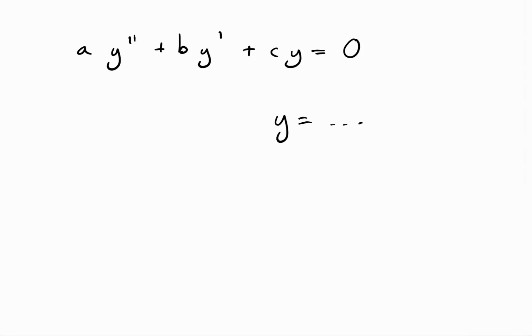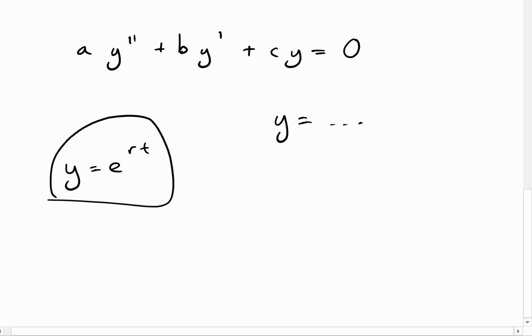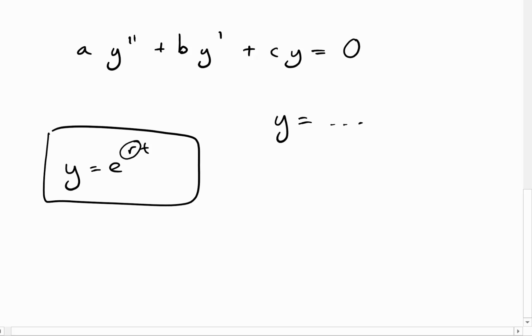So what we have to do is make a complete guess. In actual fact, I can tell you that a good guess to make is this one. So y equals e to the t, but let's make it a little bit more tricky and multiply by some constant. So y equals e to the rt.